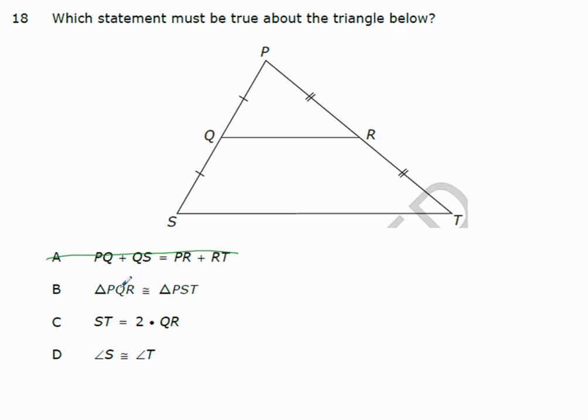All right. Triangle PQR is congruent to triangle PST. Well, PQR is obviously smaller than PST, so that one's not true. It's similar, but it's not congruent.